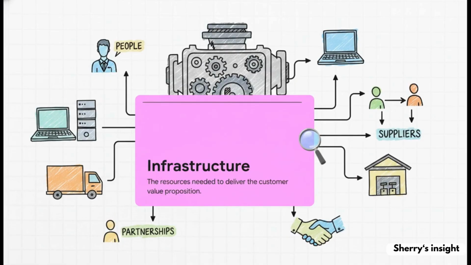Third, we've got the infrastructure. If the offering is the creative spark, the infrastructure is the engine room constantly running in the background. It represents all the logical, operational resources, your people, technology, suppliers, partnerships, and facilities. Basically, the stuff an entrepreneur absolutely must have in place to actually deliver that promised value to the customer.